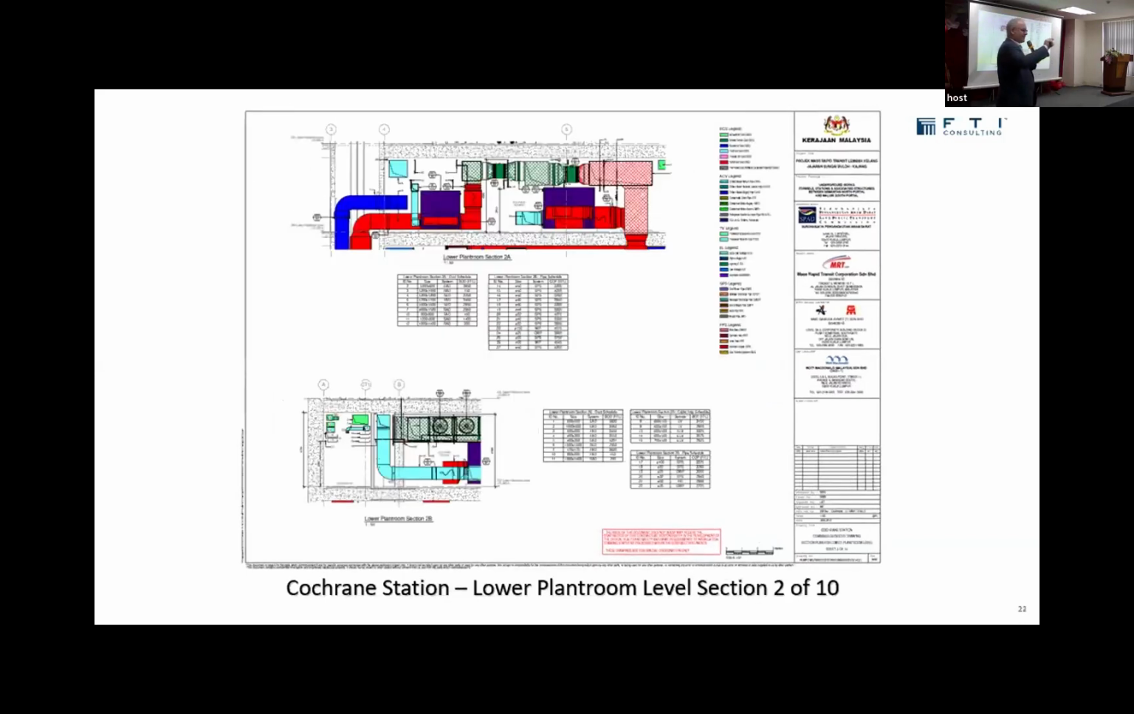You can use it to create schedules. So as you start cutting out the drawings, you can start creating schedules. So this is very useful for engineering reviews.